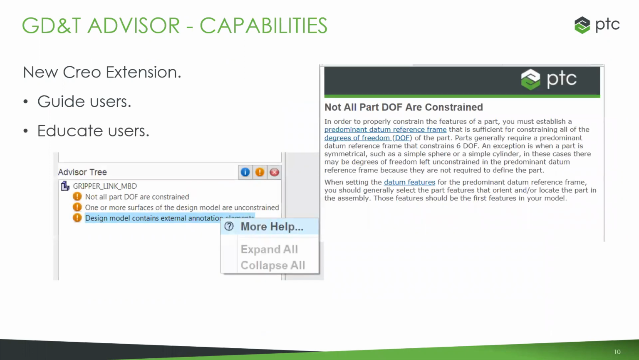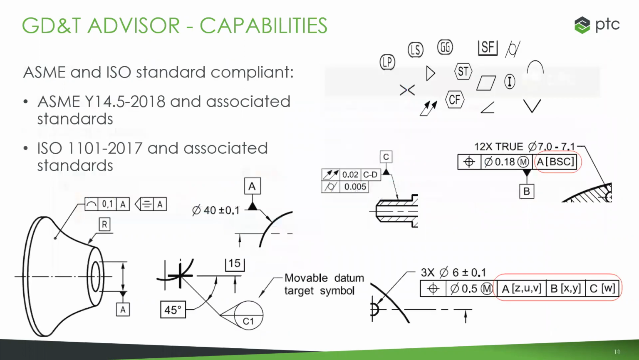It also helps for educating the user. So for example, if you got a message in your advisor tree, you can ask for more help and it will give you context on the advice that you're receiving and help you to better understand the changes that need to be made. As well, this extension is up to date with the latest ASME standards, same thing for ISO standards. So if you're working with either of those, we know that the GD&T information that we're building out is correct and it's being validated against those standards, whichever ones you want to set.